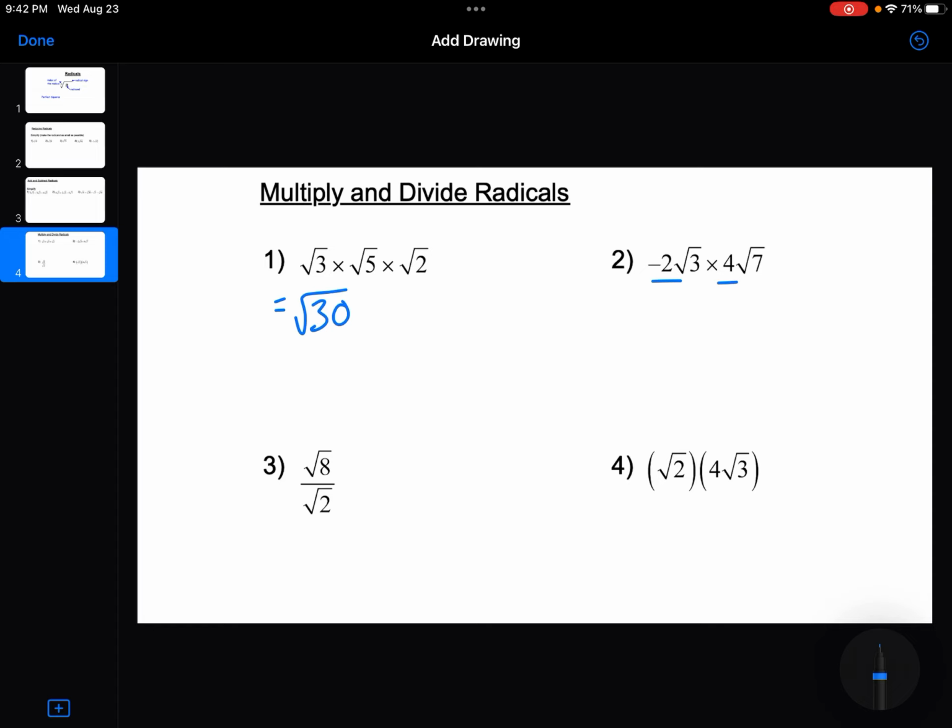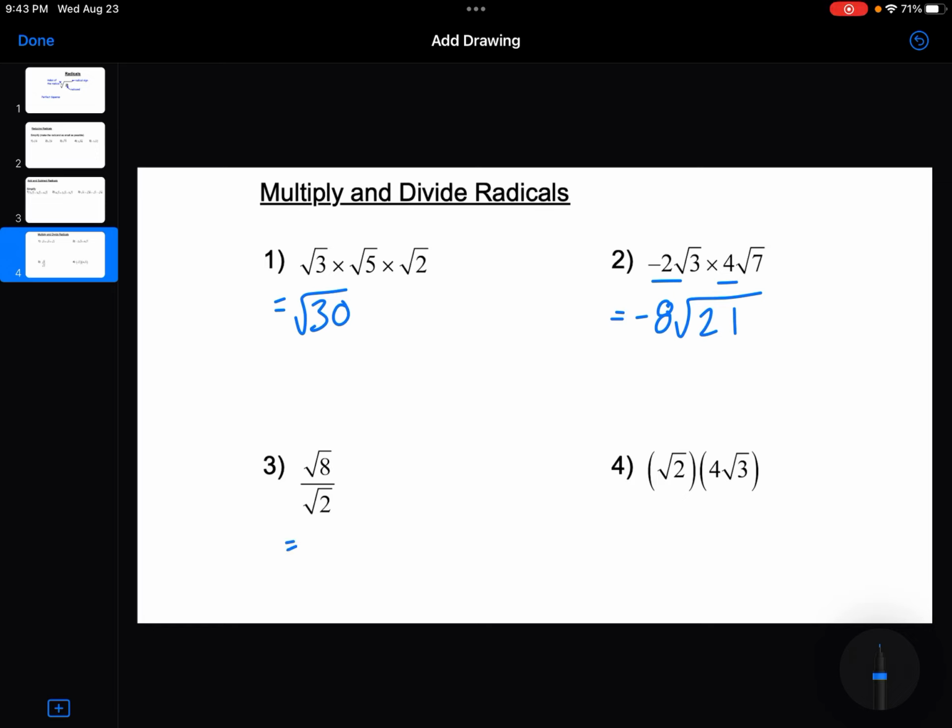Now, if I have a coefficient in front, what I'm going to do is multiply my coefficients in front. So negative 2 times 4 would give me negative 8. And then I'm going to multiply everything under my radical symbol. 3 times 7 gives me 21. So I don't actually have to go any further than this. This is totally fine. Looking at number 3 here, this is just the division.